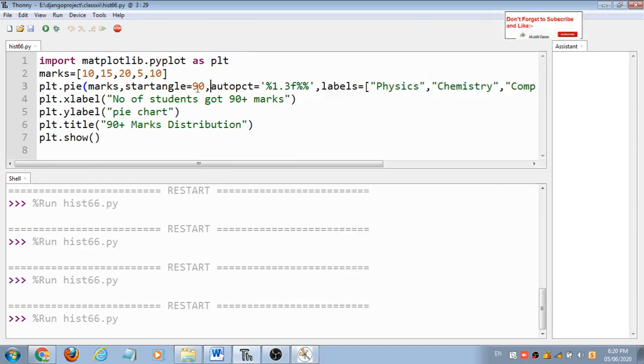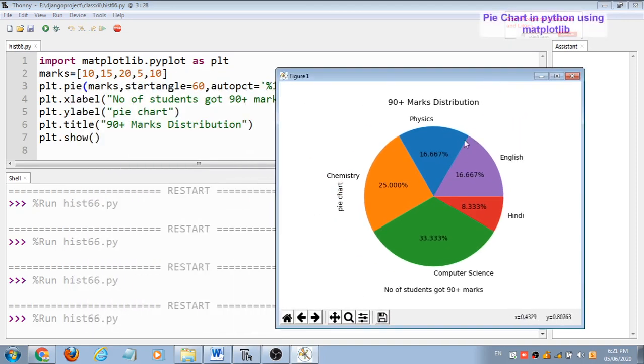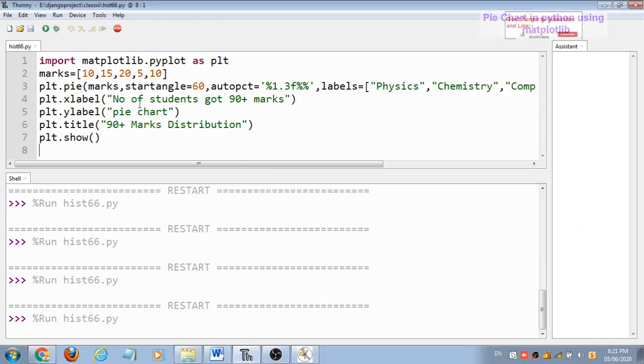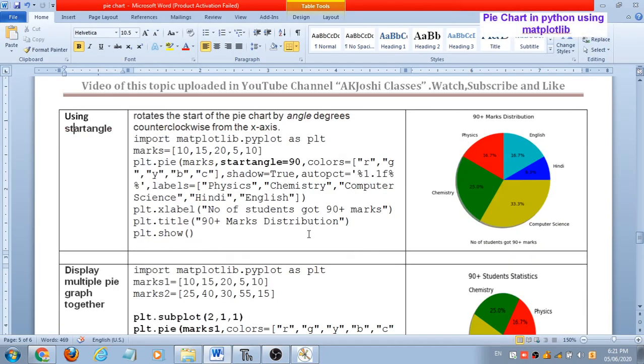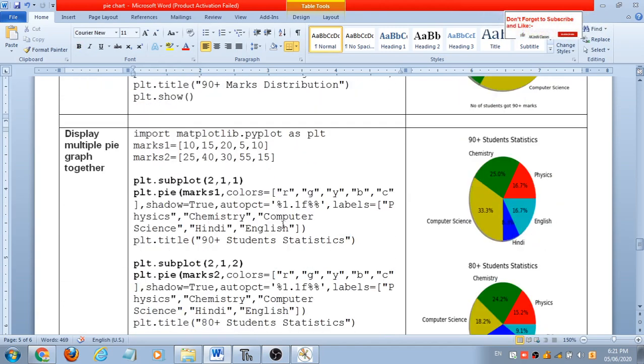Suppose you mention 60 here, then you can see it starts from a 60 degree angle. This is 0 and this is 60 degrees. So it starts drawing from here, first physics, then chemistry, then computer science, with the corresponding angles as per the distribution. So you can use start angle to decide from which angle the chart starts drawing.